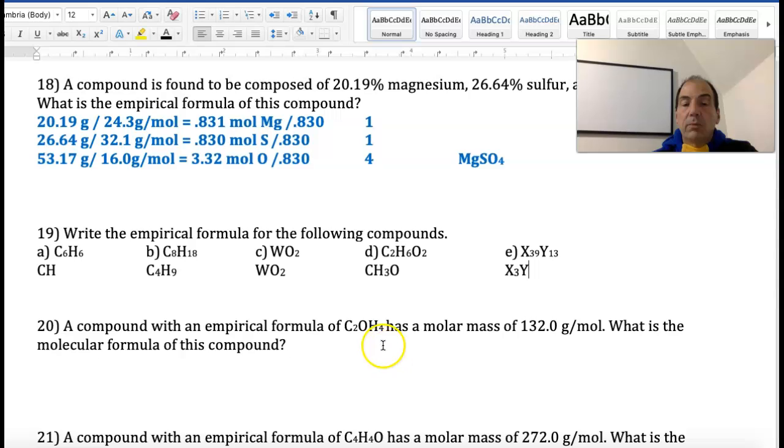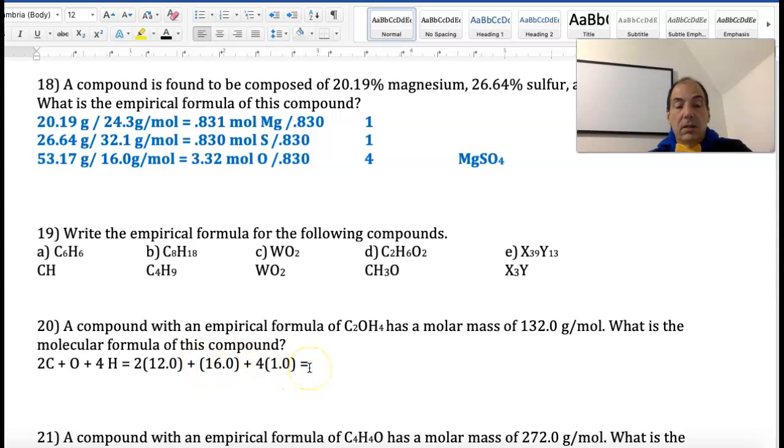All right, so here's how. The first thing we're going to do is figure out what the molar mass of this is. I call it the empirical mass. So I'm going to add up 2 carbons plus 1 oxygen plus 4 hydrogens. Carbons are 12. Oxygens are 16. And hydrogens are 1. 24 and 16 is 40, and 4 more gives me 44 grams per mole.